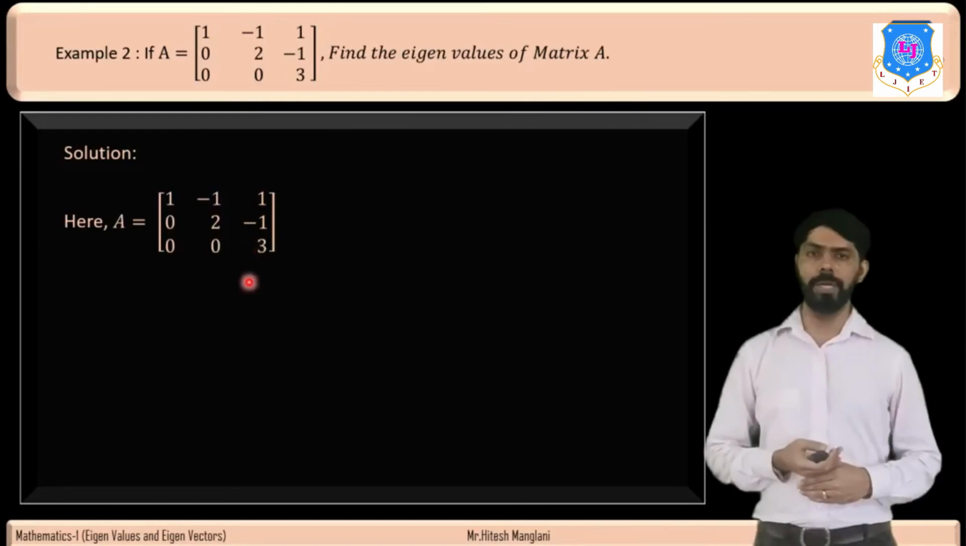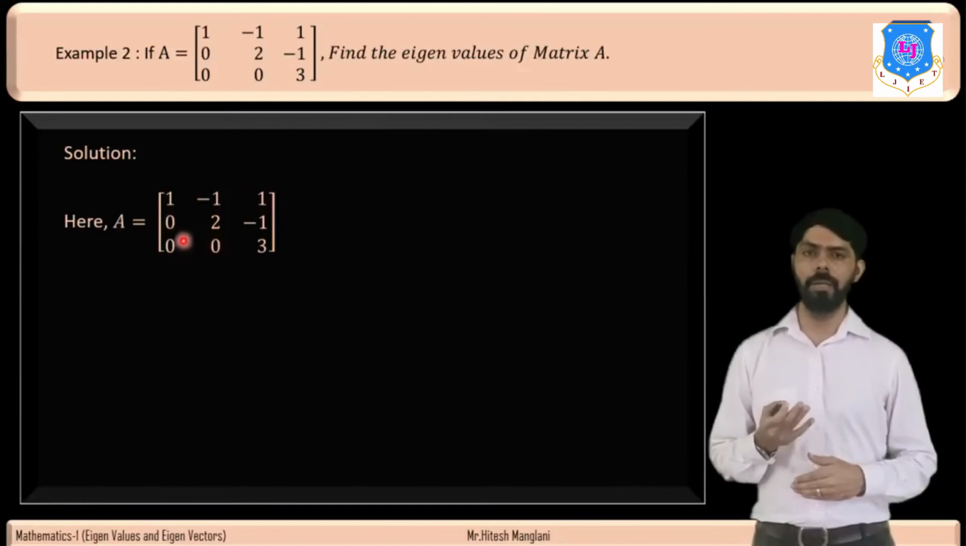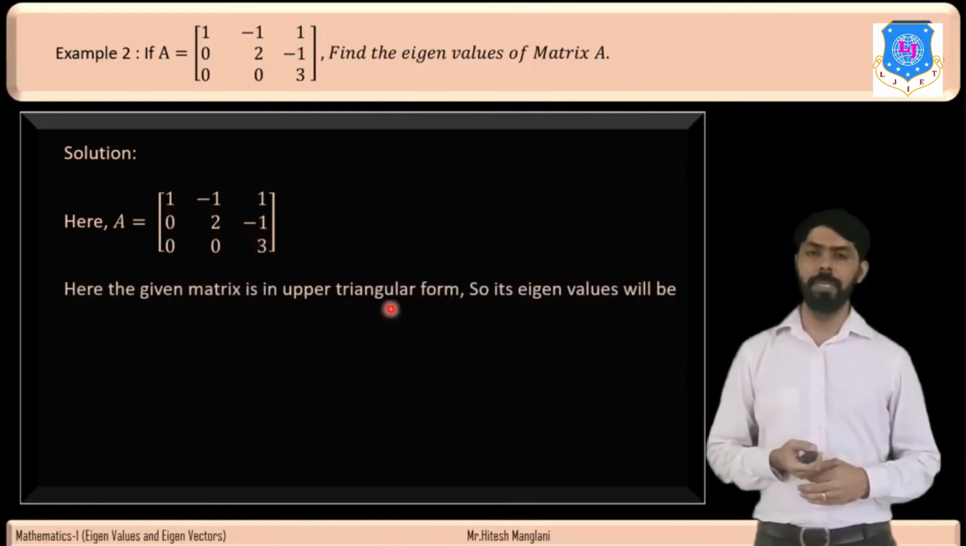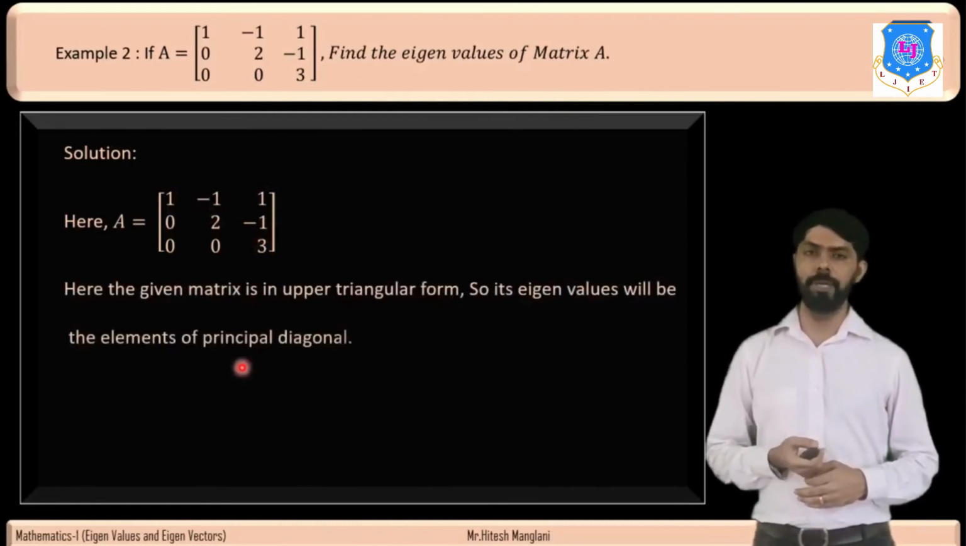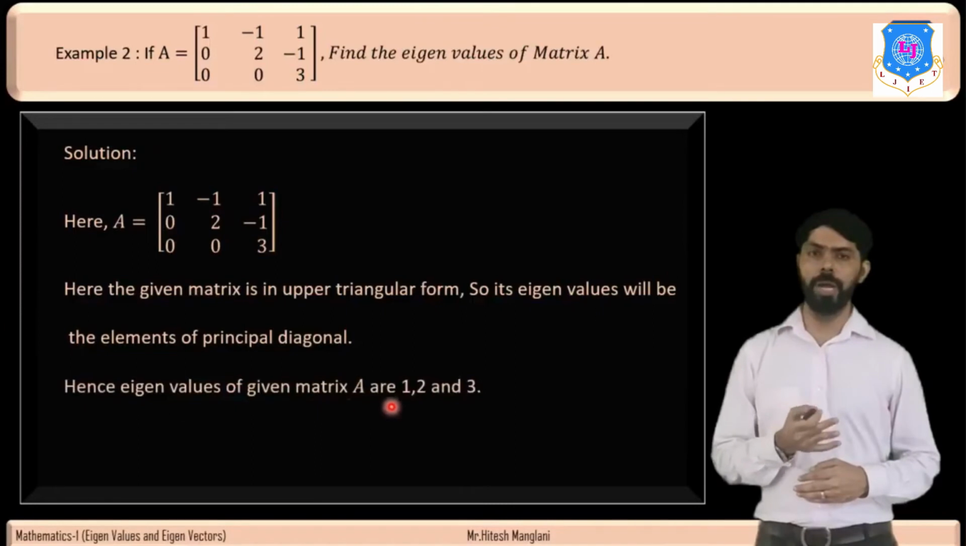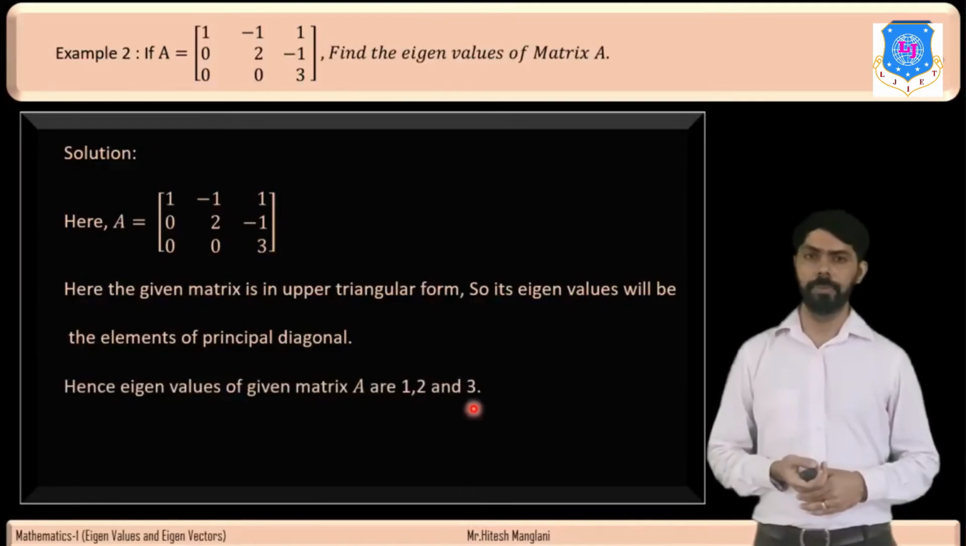So if you look at the matrix A, the given matrix is in upper triangular form because all the values below the principal diagonal are 0. Therefore we can say that this matrix is in upper triangular form. So its eigenvalues will be the elements of the principal diagonal. Therefore eigenvalues of the given matrix A are 1, 2 and 3.